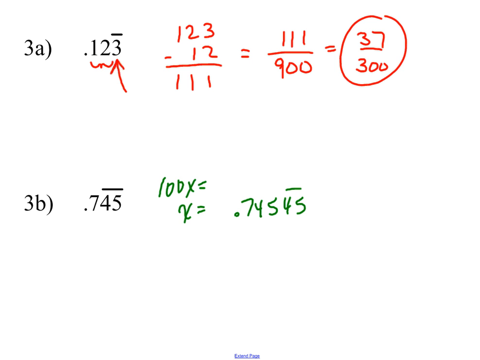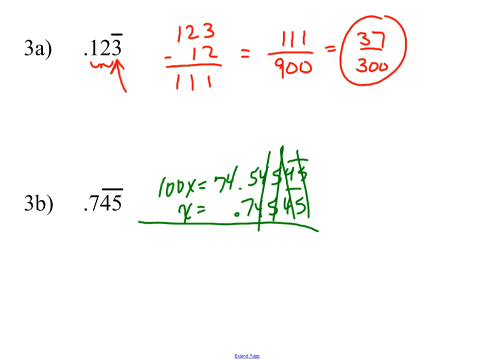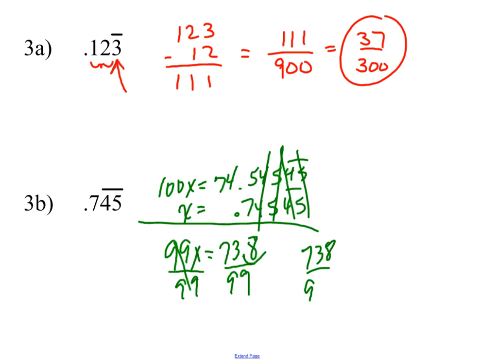If I move the decimal 2 places to the right, I get 74.545, and then it repeats 4545. So when I subtract these, the whole point is to line up those decimals and see what subtracts off or what cancels off. Okay, so here I got 99x equals 73.8, divided by 99. And I guess here I'd move the decimal once to the right, so I get 738 over 990. And then we'll reduce that to the same thing that we did before.